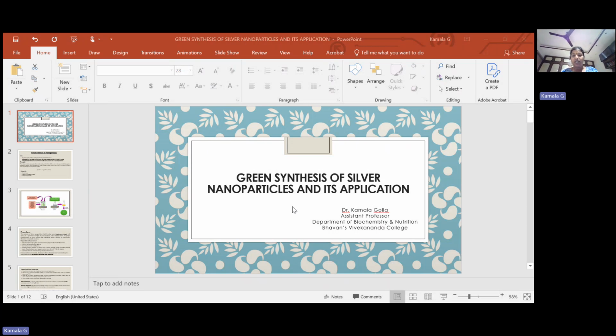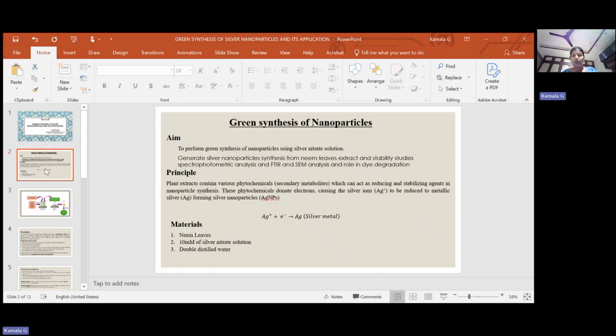Today, our topic is green synthesis of silver nanoparticles and its application. Today, our workshop is going to explain how to synthesize nanoparticles using silver nitrate, and how to analyze those silver nanoparticles using spectrophotometry and their application in dye degradation.